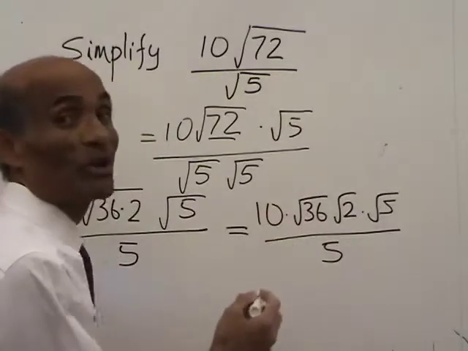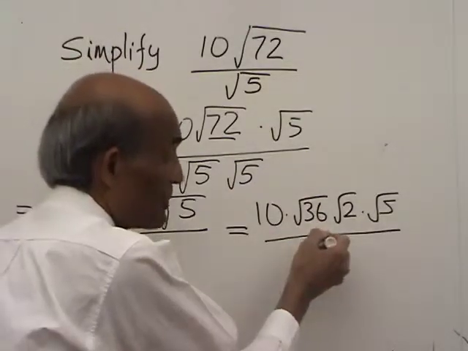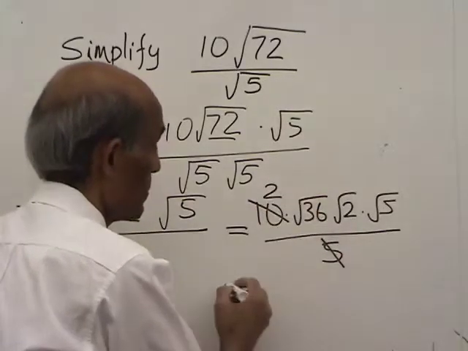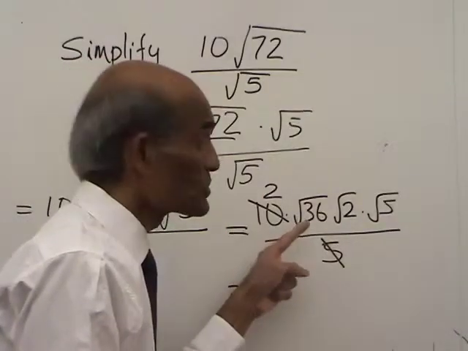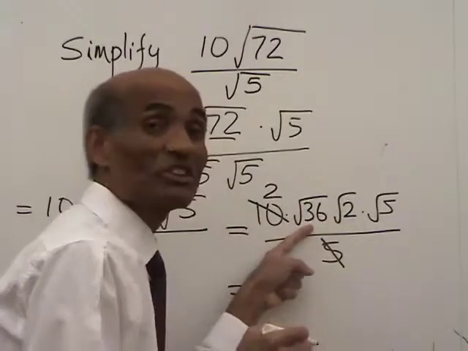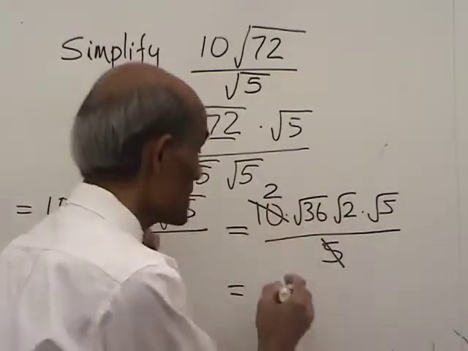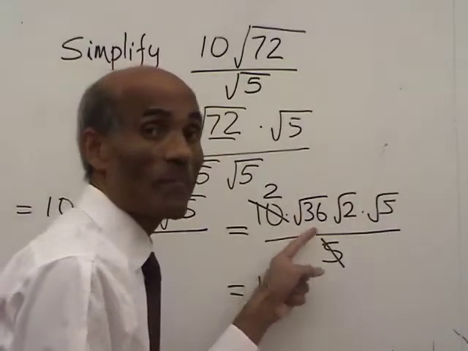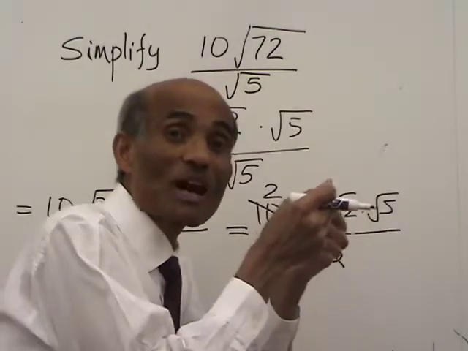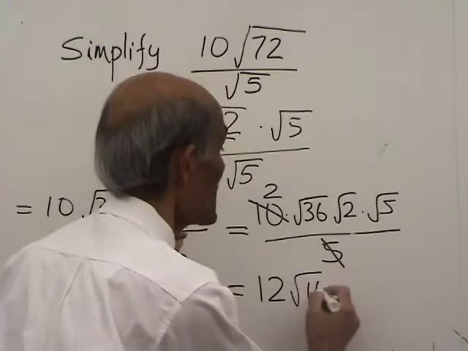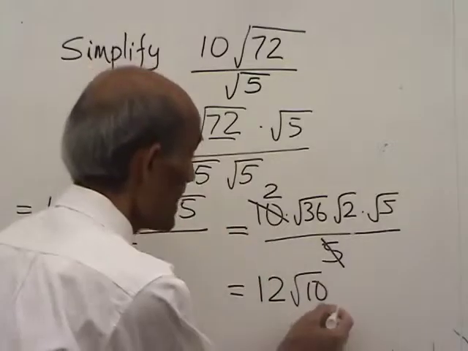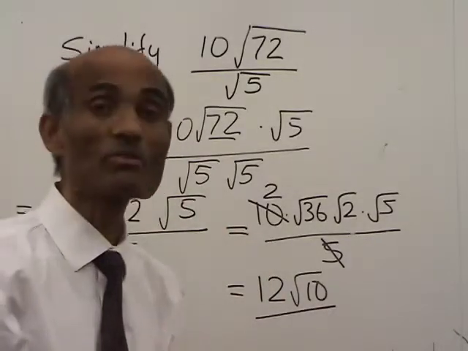Okay, now we do two things here. We cancel this 5 with the 10, leaving here a 2. Now tell me, this is a 2, square root of 36 is a 6, right? Square root 36 is 6. 2 multiplied by 6 is 12. There you are. And square root 2 times square root 5, you can put them together in one radical. That will be square root of 10. And what is the denominator? Denominator is 1. So the answer is 12 square root 10.